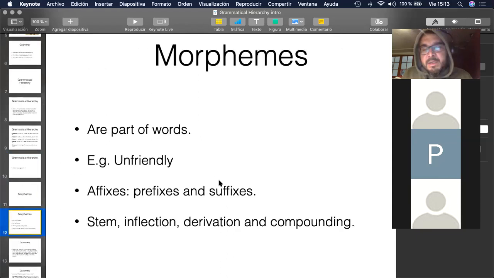So morphemes. First of all, morphemes are the elements that are used in order to create lexemes. People call them words. Lexemes are words. So therefore, morphemes are the things that we're going to use to create words. Like for example, in the word unfriendly.